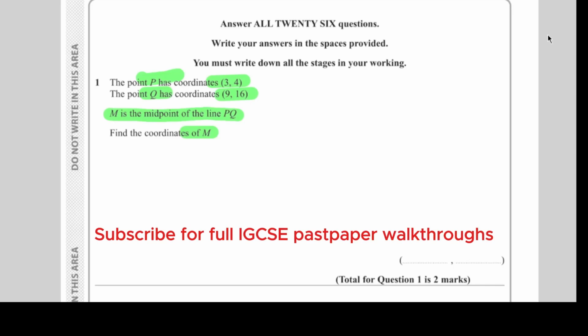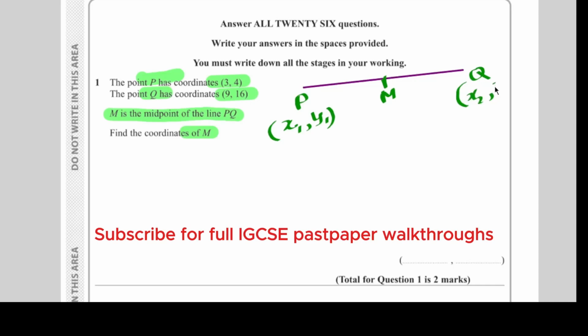Assume that there is a line PQ like this. I'm drawing a line PQ like this, and let's label it as PQ. This is P, this is Q, and here, this is the midpoint. If this is X1, Y1, getting them as coordinates, and this is X2, Y2, the midpoint I'm labeling as X and Y.